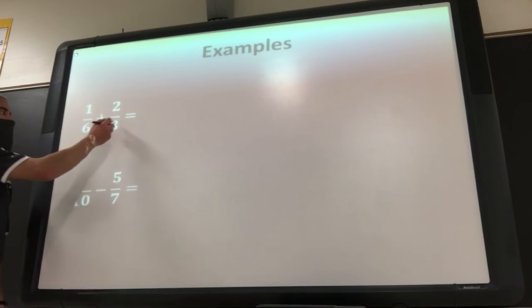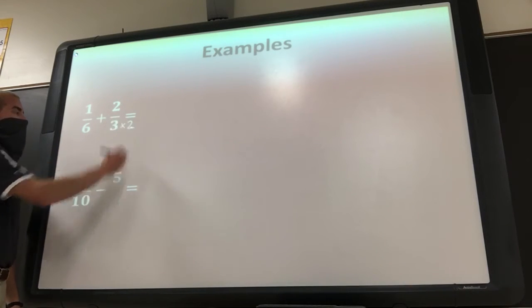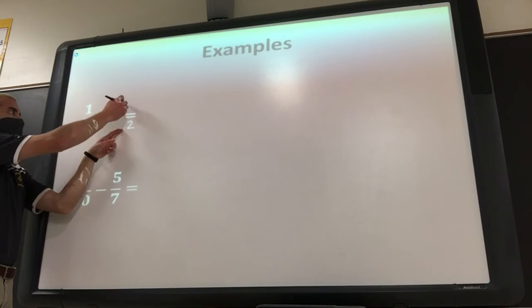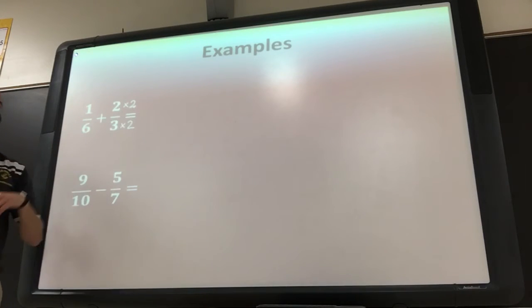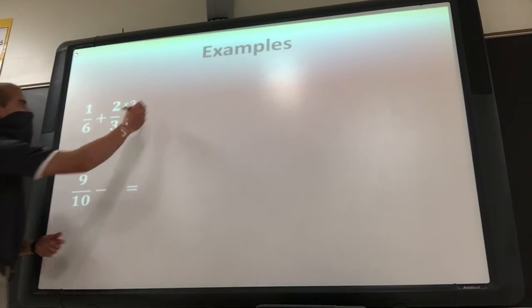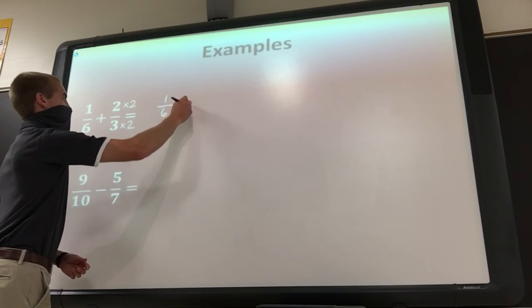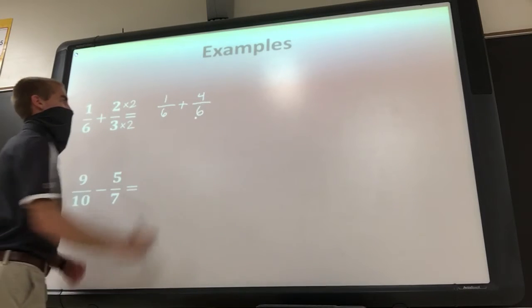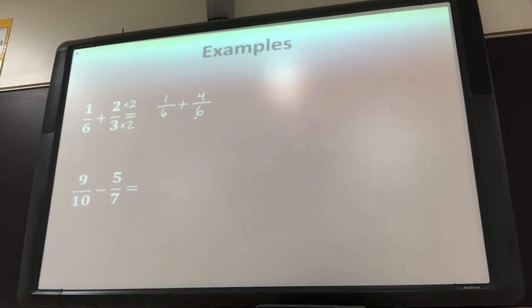So to change 2/3, we're going to do 3 times 2. And then very important, if we multiply the bottom number by something, we have to multiply the top number by the same thing. So we do 3 times 2, we've got to do 2 times 2. So now we've got still the same problem, it's just going to look a little different. 1 over 6 stays the same, plus now it's 4 over 6. So 1 over 6 plus 4 over 6.